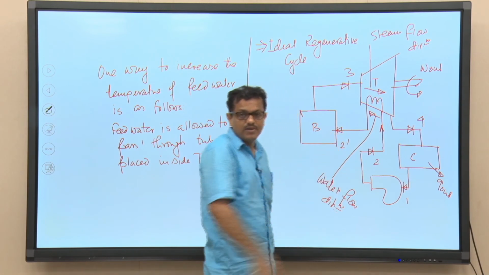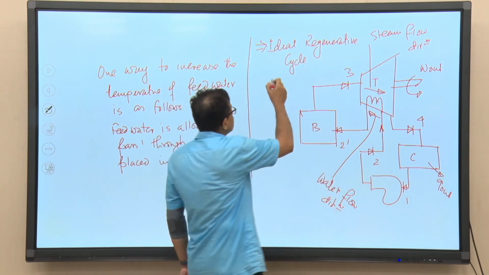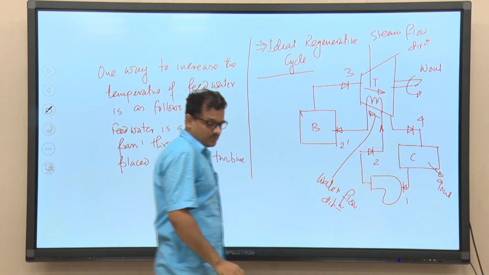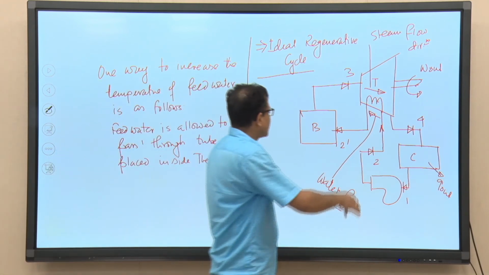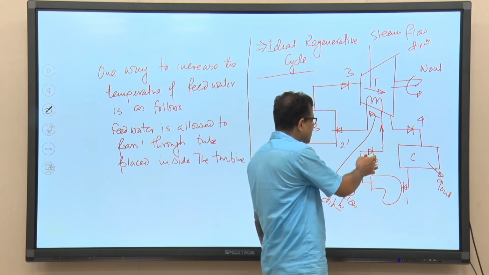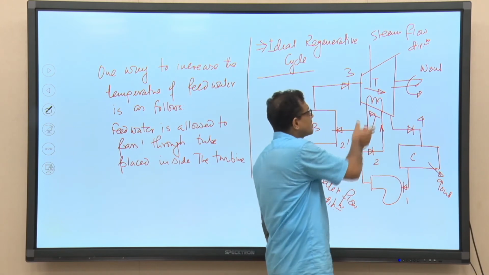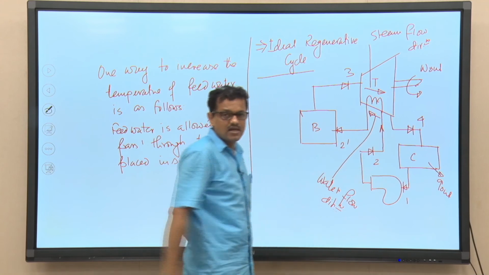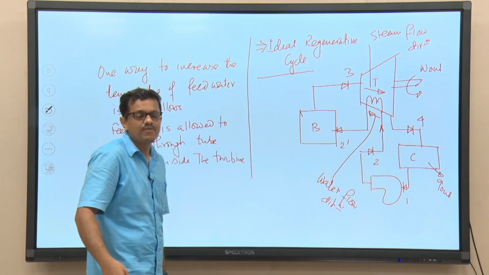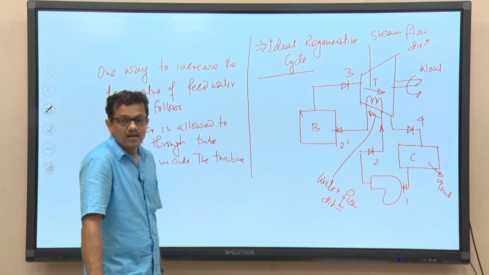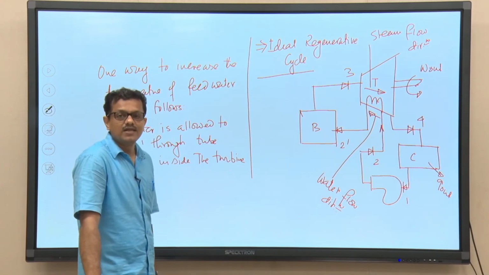Try to understand, let me tell you again. The ideal regenerative cycle is not feasible, because we may increase the temperature of water from T2 to T2 prime. To increase that temperature we reduce the steam temperature, and the quality of the steam leaving the turbine may become vulnerable to turbine blade erosion.